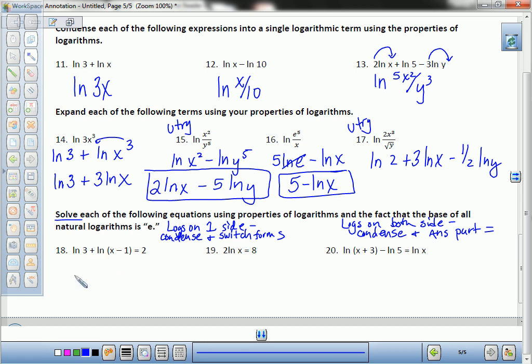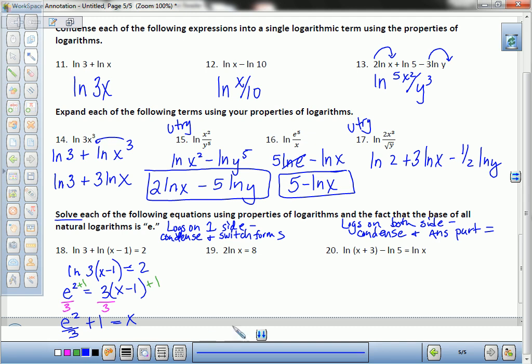Okay, so we're going to condense over here. So this becomes ln of 3 times x minus 1 equals 2. Now, of course, we could distribute that 3, but we don't have to. Because now we're going to switch forms. And when we switch forms, because it's natural log, it's base e, so it becomes e squared. And you might want to just divide by the 3 right here instead of having to distribute it. So this is what you get. You get e squared divided by 3 plus 1 equals x. Because we have to move this 1 over next.